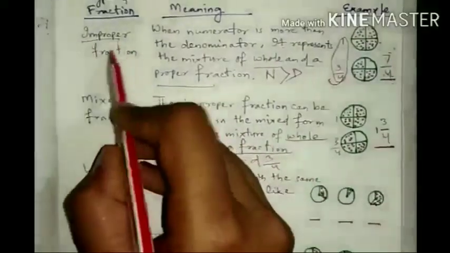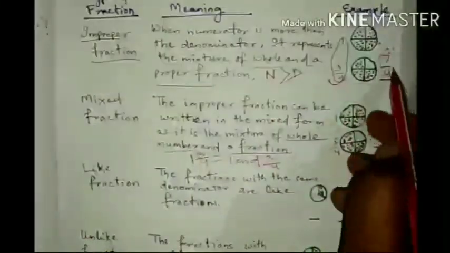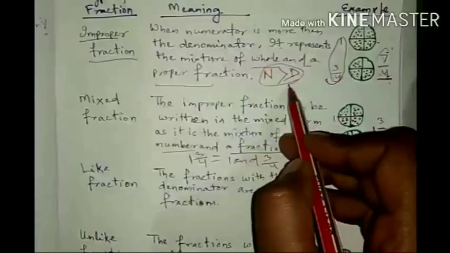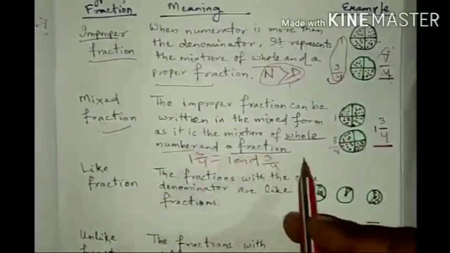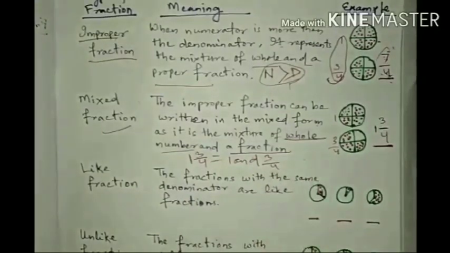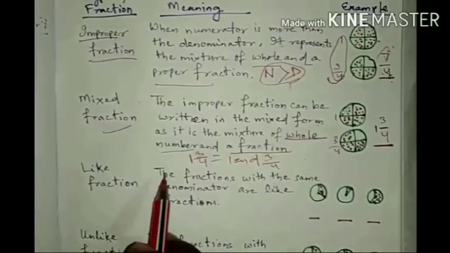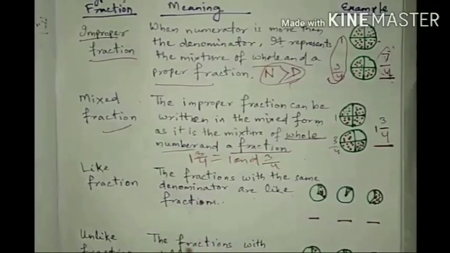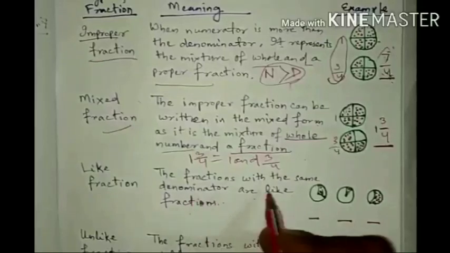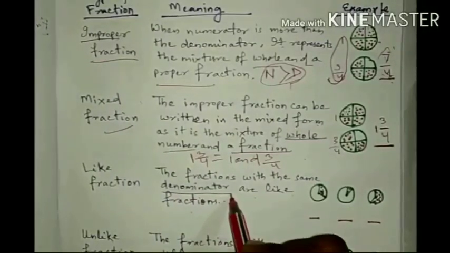So improper fractions are written in fraction form, the same thing: numerator is greater than denominator. Mixed fraction is what? A whole number and a fraction. Next we will go to like fractions. The fractions with the same denominator are like fractions. So all the fractions which have the same denominator.